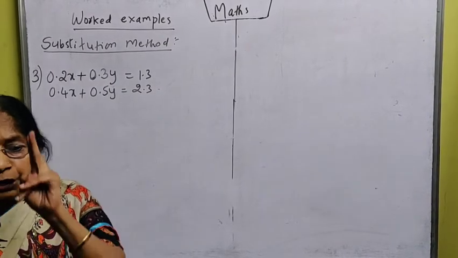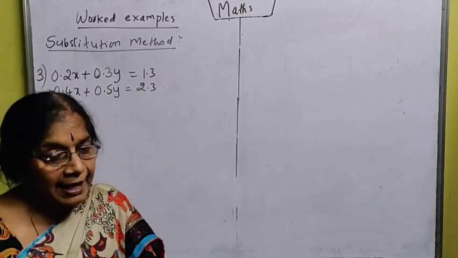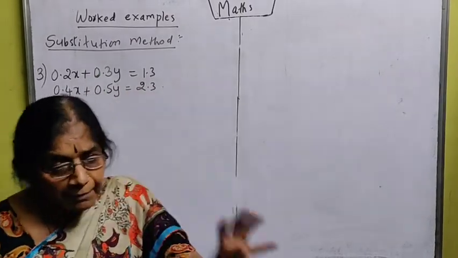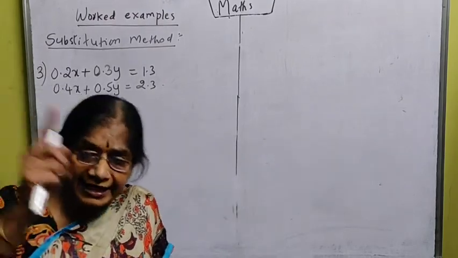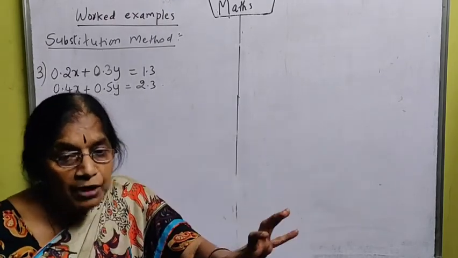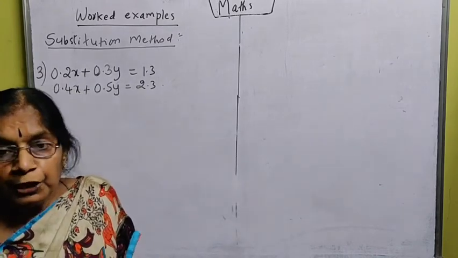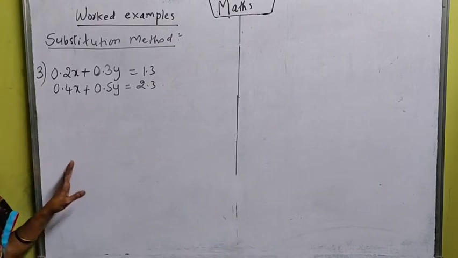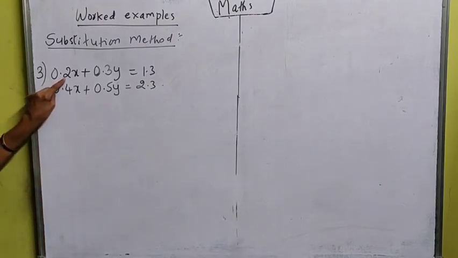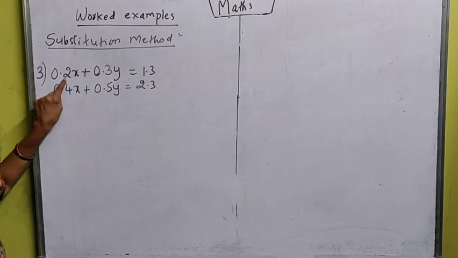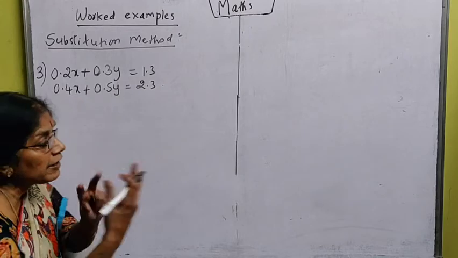Yesterday we saw two types in the substitution method. In the first example, whole numbers were given and the resultant was a whole number. In the second example, a whole number was given in the question and the resultant was a fraction. Today we are going to see the third sum. Let us see what is there in the third sum. You can see a decimal point is there, so decimals are given in the sum. What will be the resultant?